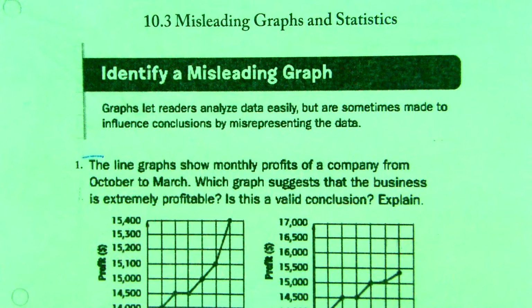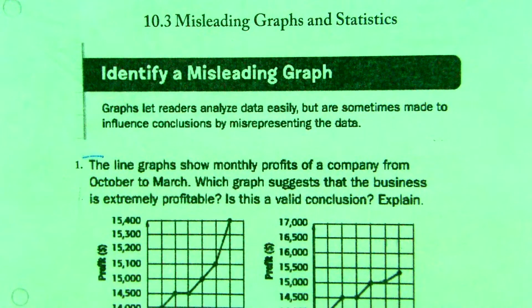Misleading graph. Graphs let readers analyze data easily, but are sometimes made to influence conclusions by misrepresenting the data. So what we're going to do in this lesson is look at some graphs and some data, and find where they are misleading. And then we're going to say how they are misleading. What did they do to make this a misleading graph or data?